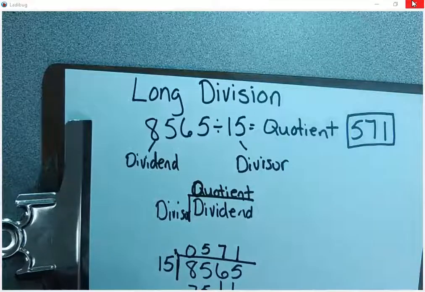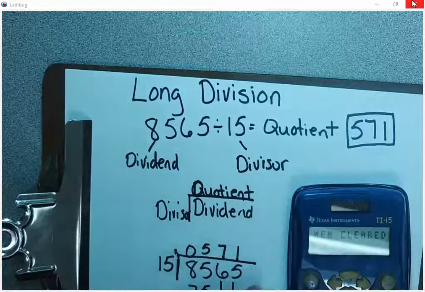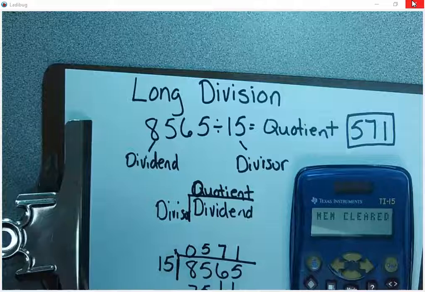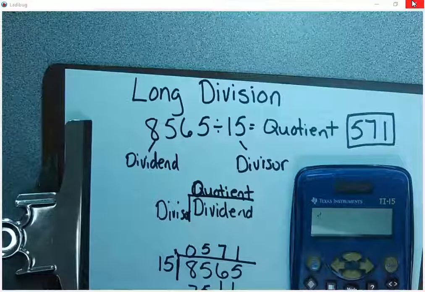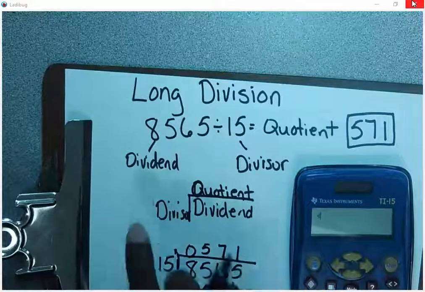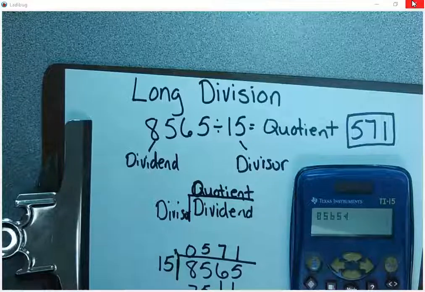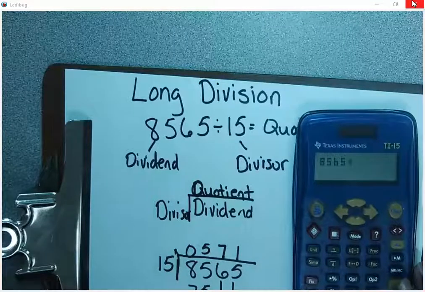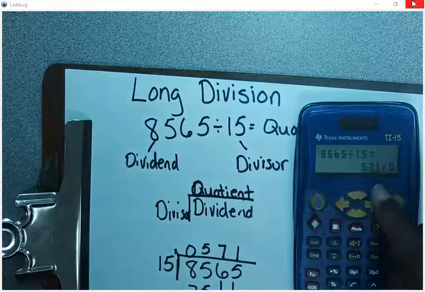So what we can do now is we can use our calculator to check our work. As always, before you put any numbers or any operation in the calculator, make sure you clear your memory. So I'm going to hit clear, and I'm going to go inside the calculator, my dividend always goes first. So I got 8,565, and I'm going to use my INT divide button, which is right here because I want to have an actual remainder if there's a remainder. And then I'll go 15 and equals 571.